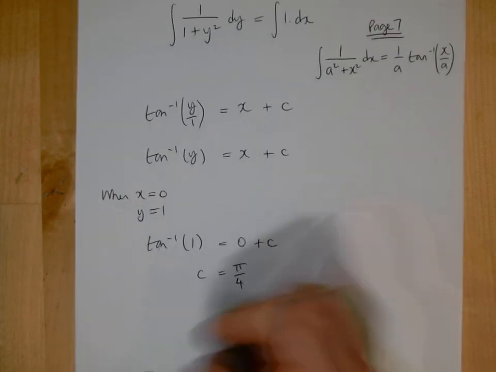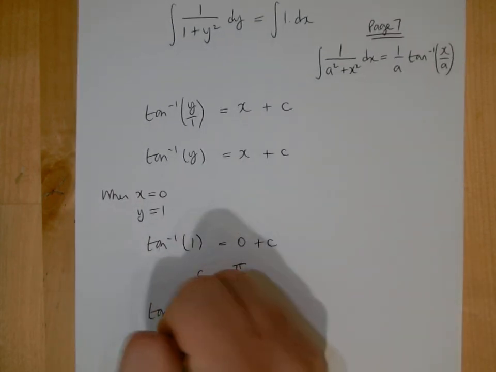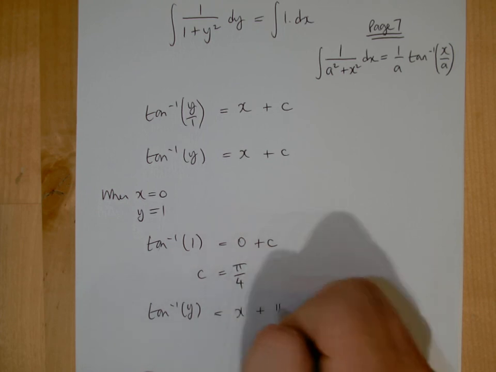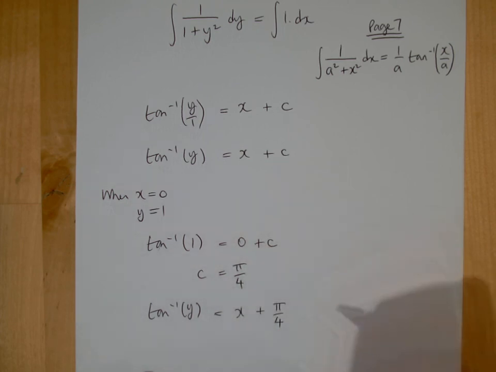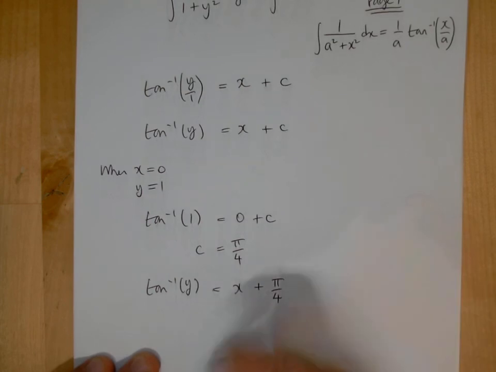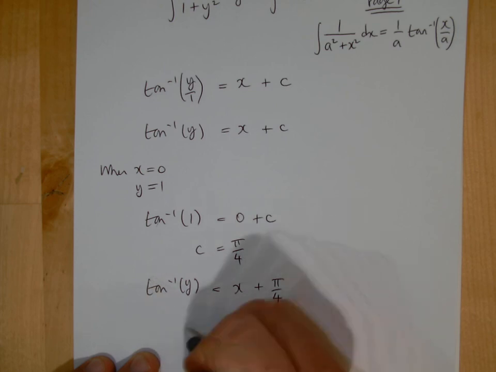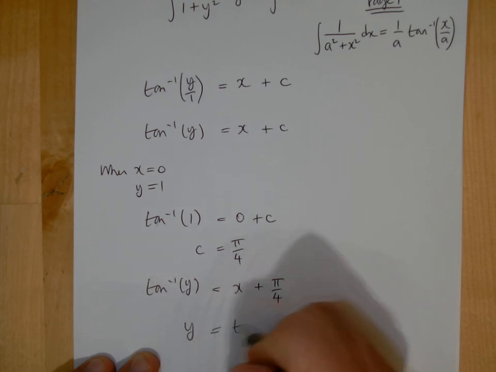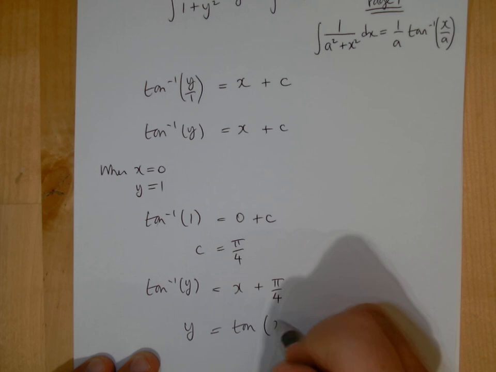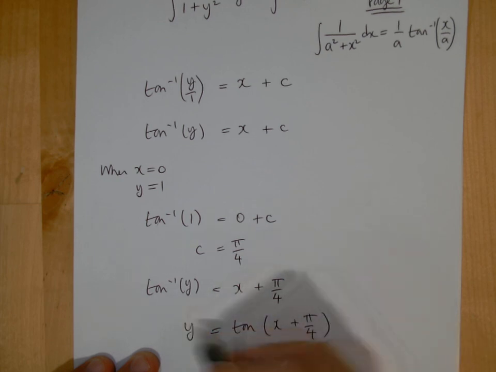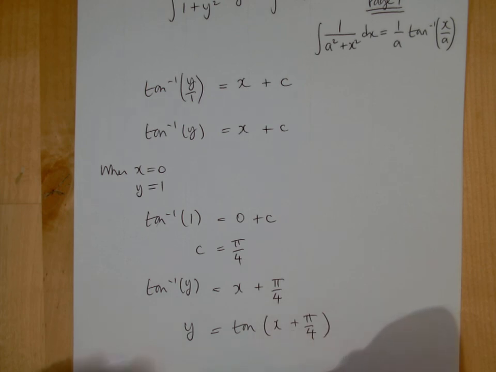So then we have tan to the minus 1 of y equals to x plus pi over 4. Okay, and then you've got to think that we need to get y equals, well, because it's tan to the minus 1, reverse the process to take it over, of course that just becomes tan. So y will equal to tan all of this. Okay, that's the reverse process of tan to the minus 1. So it becomes y equals tan of bracket x plus pi over 4.